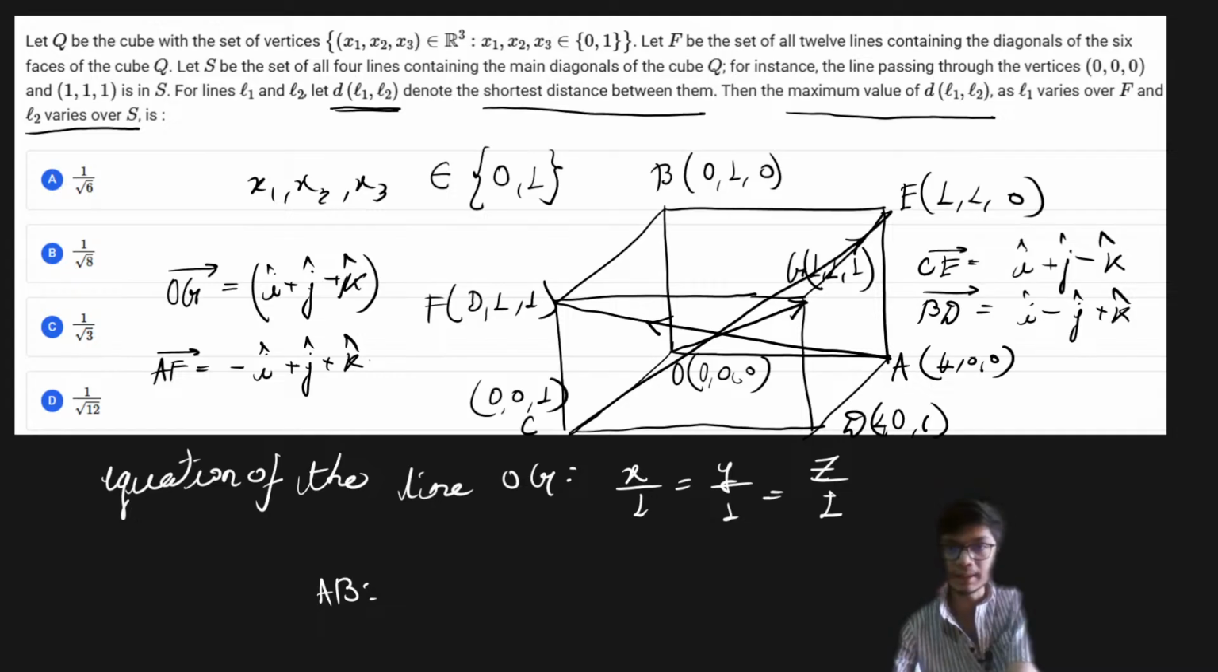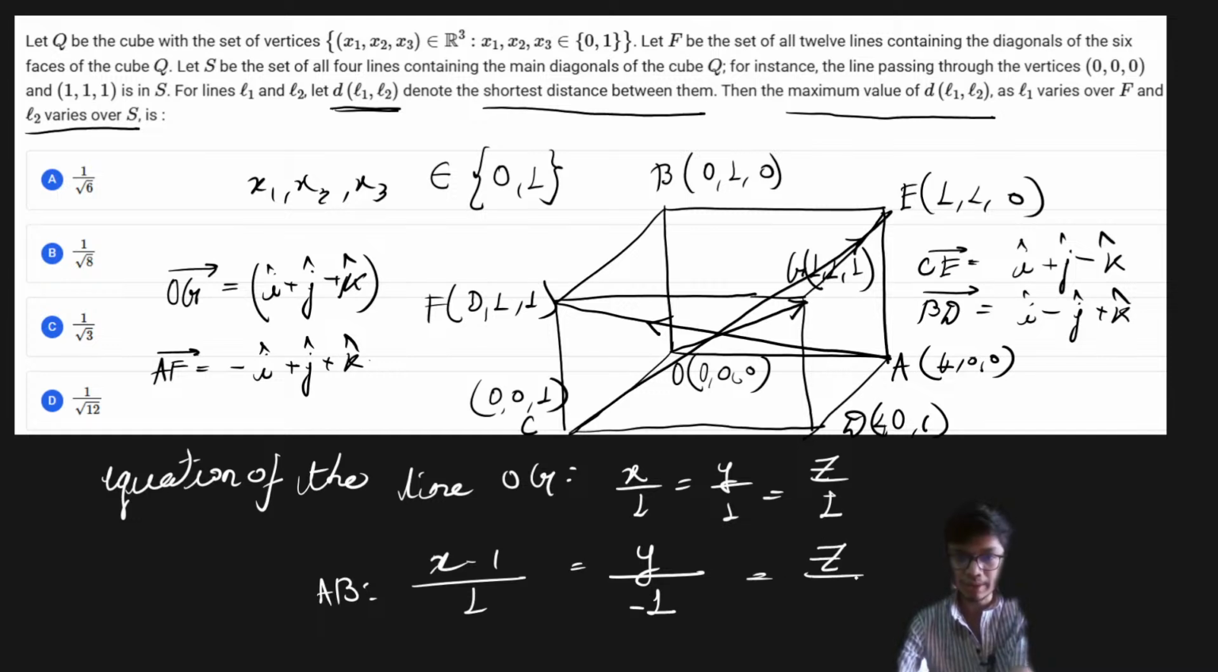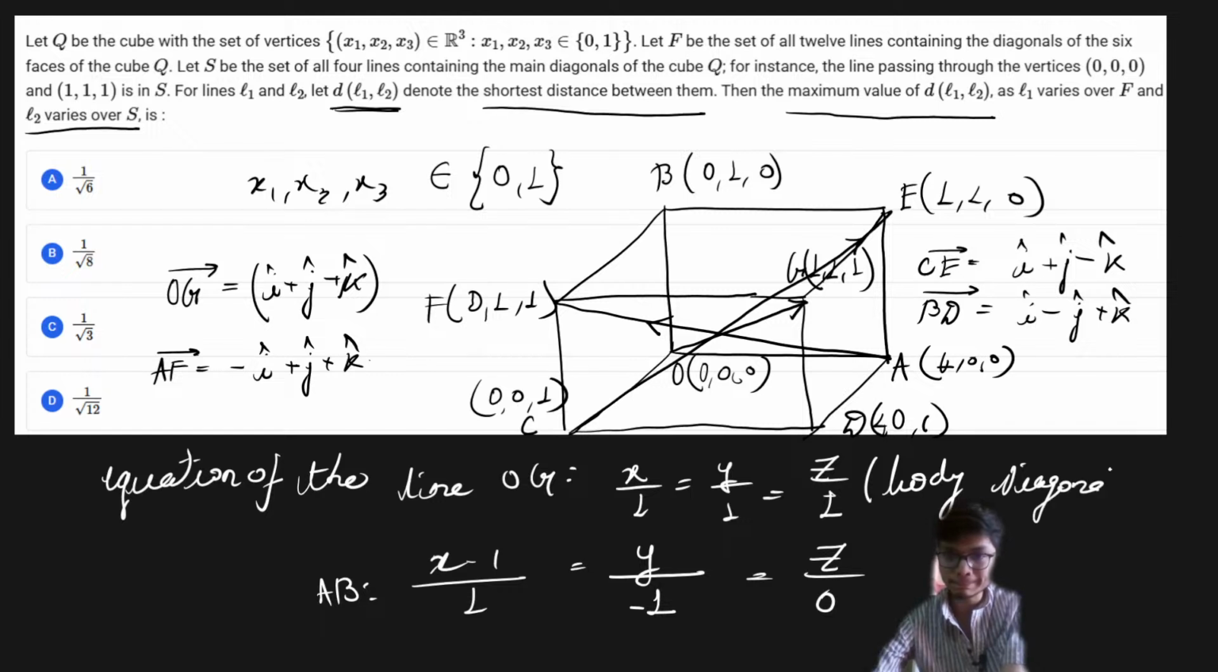So if you look over here, first and foremost, F is the set of all the 12 face diagonals, because there are 6 faces and each face will have 2 diagonals. So F denotes the set of all the face diagonals. One of the face diagonals is AB, which I can write as x minus 1 by 1 is equal to y by minus 1 is equal to z upon 0. That is one of the face diagonal equations. And this is the body diagonal, right? And this is the face diagonal.